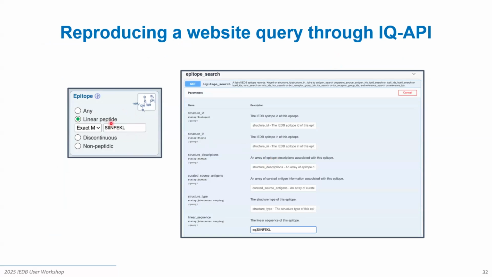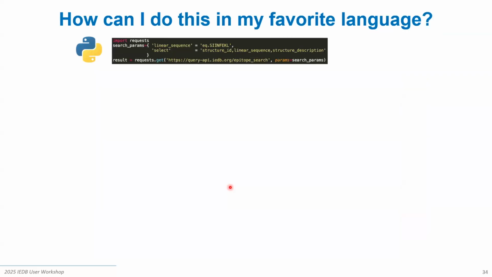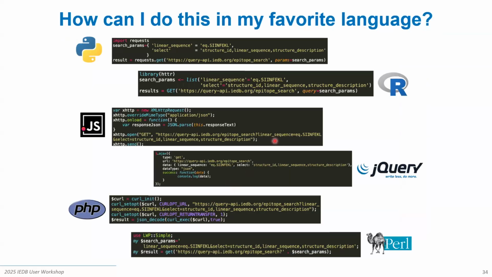If we were running this query within the Swagger documentation, you would open up the epitope search, go down to linear sequence, put in your search parameters here, and go from there. Then you can run that and get the live results right there in a window within the Swagger documentation. I have some examples here in various different languages: Python, PHP, jQuery. They show how you would access the API, return the results, and use that data.